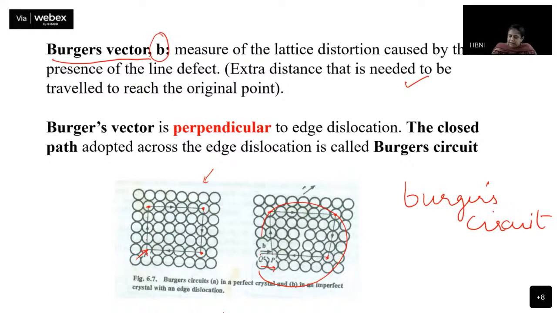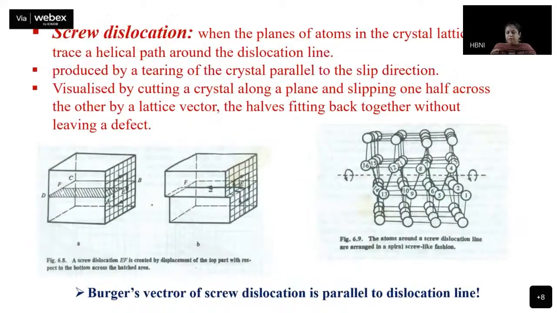What is the direction of your edge dislocation? It was going into the plane of the screen, the plane of the paper. Okay, so I can hold it vertical on my screen right now, but your Burgers vector is in this direction. So the Burgers vector in case of edge dislocation is perpendicular to the dislocation line. I'll repeat. Burgers vector is perpendicular to the edge dislocation line. Okay, I hope this is clear.